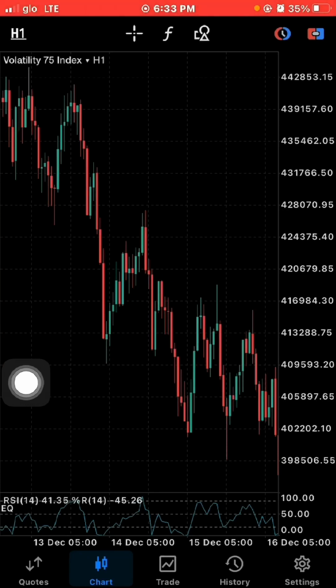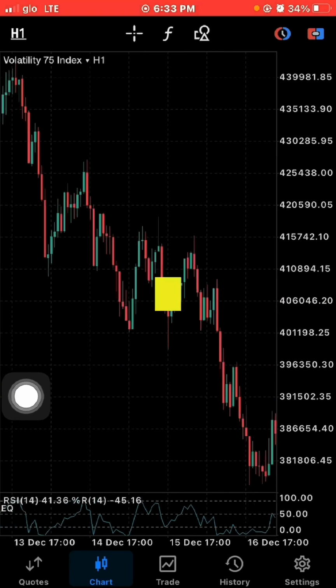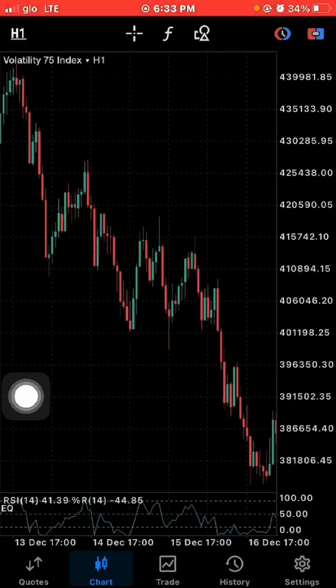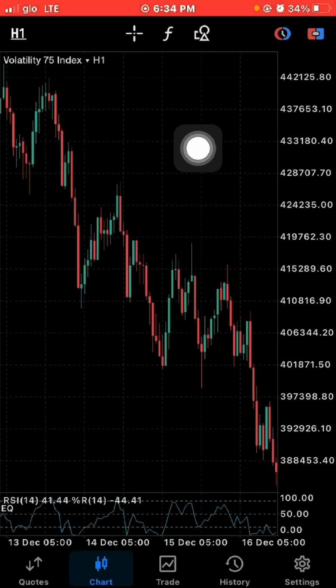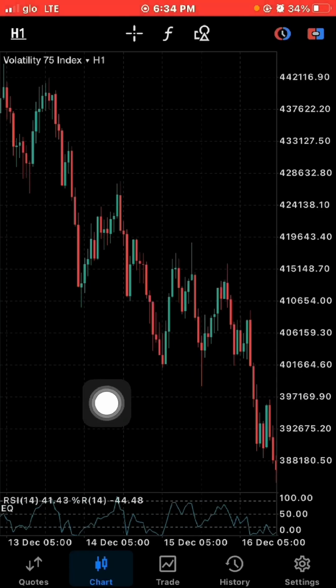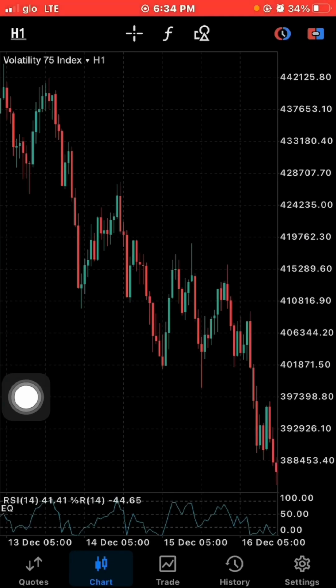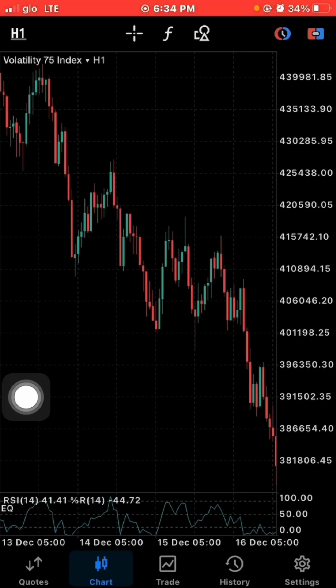Lastly, I also recommend the lot sizes you can use for any particular account size you decide to trade with. If you decide to trade with a $100 account, or a $50 or $200 account, I'll be recommending the lot sizes you'll be using to trade this strategy.